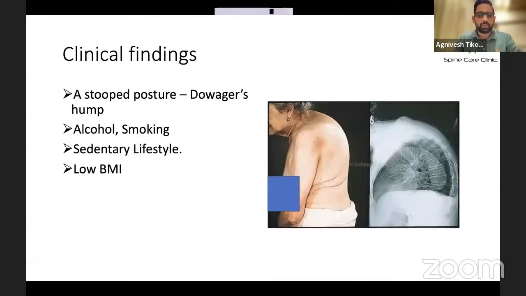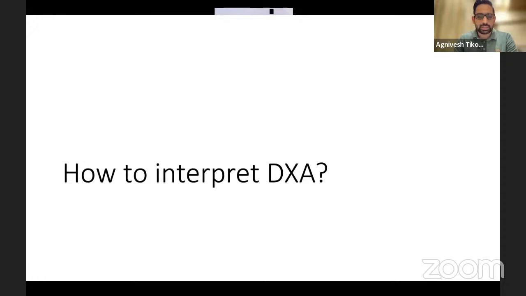Other factors which you may want to consider is if you see a Dowager's hump, a round back, which would suggest osteoporosis, and again other risk factors which we discussed.